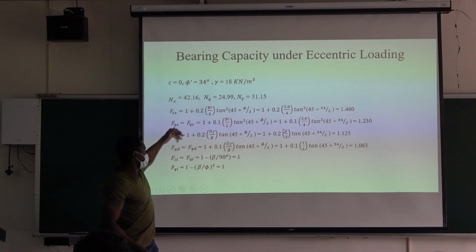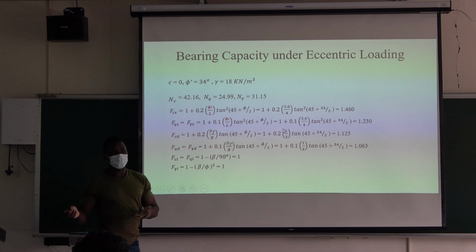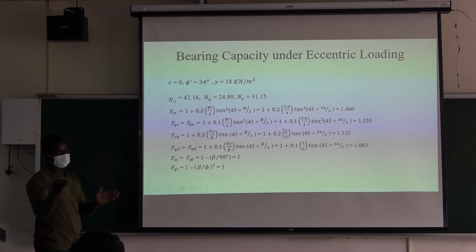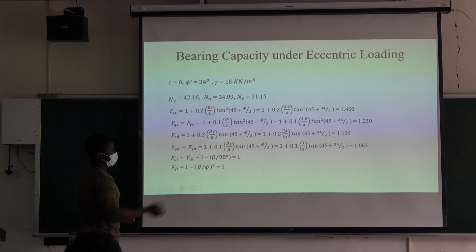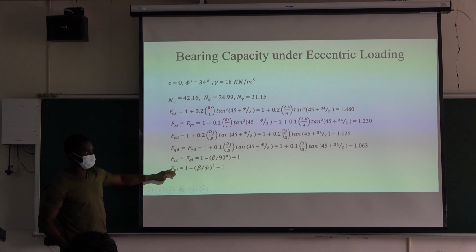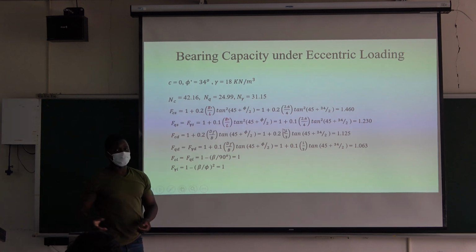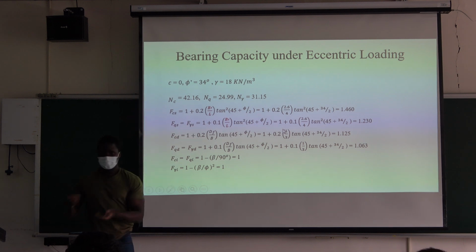The rest, this one is a depth factor, depth and inclination. So this should not be affected by the change in the shape of B reducing. This one depends on the depth. Maybe if the depth changes, then this will change. Or if the inclination changes, this will change. But this one depends on the shape. So we are changing the shape when we introduce B prime. So this, and this changes.